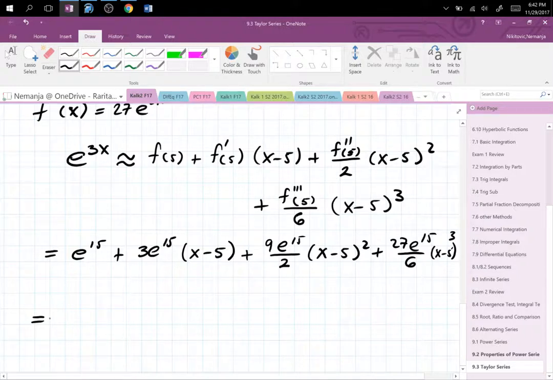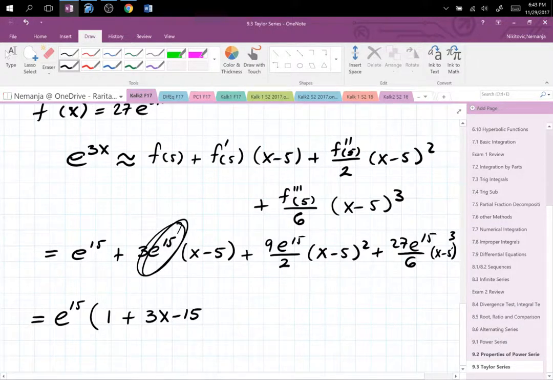Now we are simplifying. Well, each one of these has e to 15. We're not going to compute that and give decimals, so we're just going to factor out e to the 15. The first term gives us 1 plus, and now we are left with 3x minus 15 as I distribute the 3, right? I factor out e to 15 and I distribute 3 inside, so that's what I have.